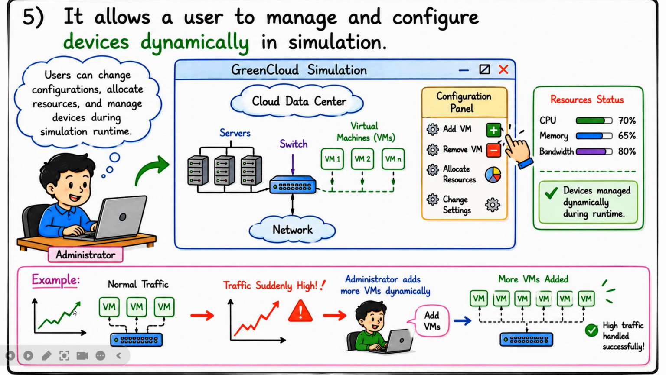So here is one example. Initially the network traffic is normal with only 3 virtual machines running. Suddenly the traffic increases, causing higher workload on the cloud system. To handle this demand, the administrator dynamically adds more virtual machines during the runtime. Earlier there were 3 virtual machines, now it is scaled up to 6 virtual machines. After scaling, 6 virtual machines are active and the system successfully manages the high traffic.